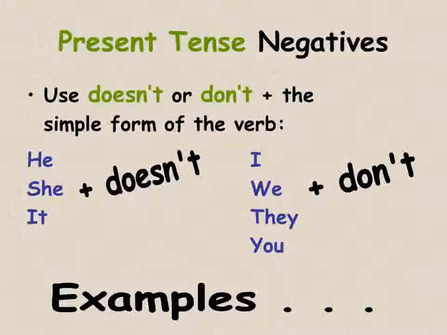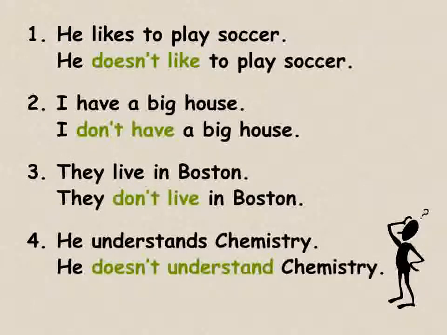Here are some examples. Number 1, he likes to play soccer. Negative, he doesn't like to play soccer. Number 2, I have a big house. Negative, I don't have a big house. Number 3, they live in Boston. Negative, they don't live in Boston.